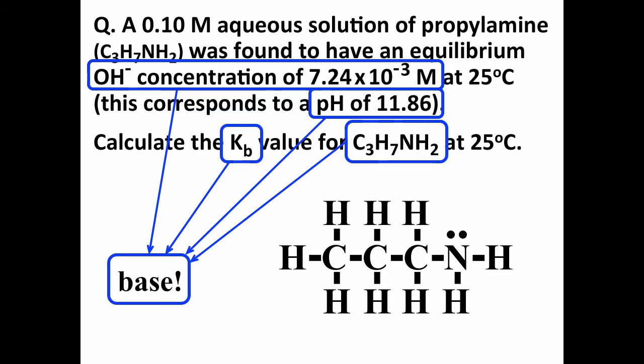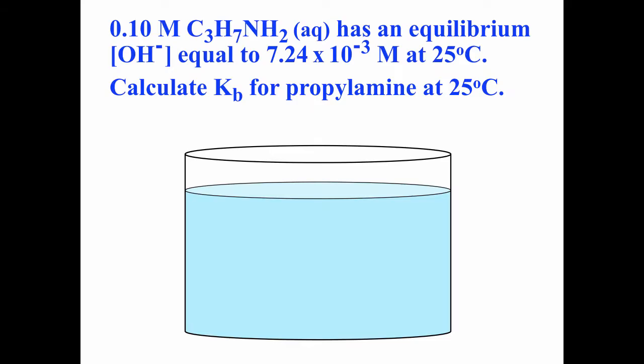Now, to determine the Kb value, given the data that we have, we're going to do some calculations and an ice table and the usual type of thing. And then just as a note, here's kind of a visualization of what's happening. Here's a propylamine molecule. It's surrounded by lots of water. Here's a water molecule that it might interact with.